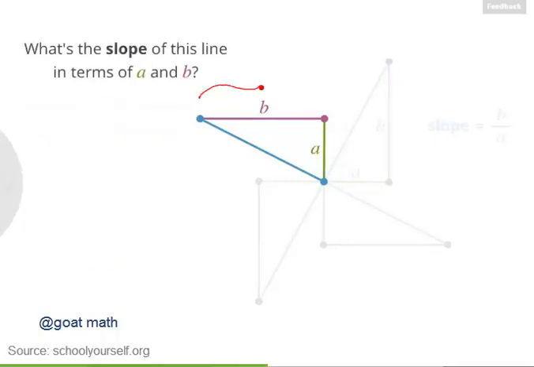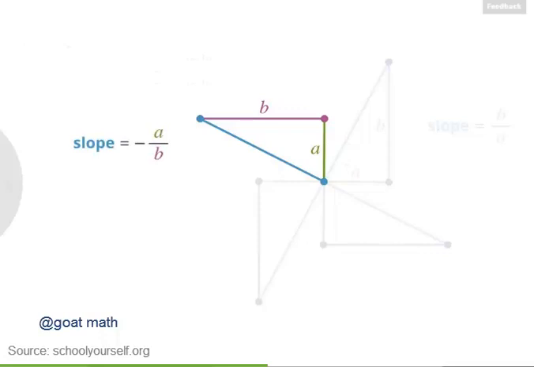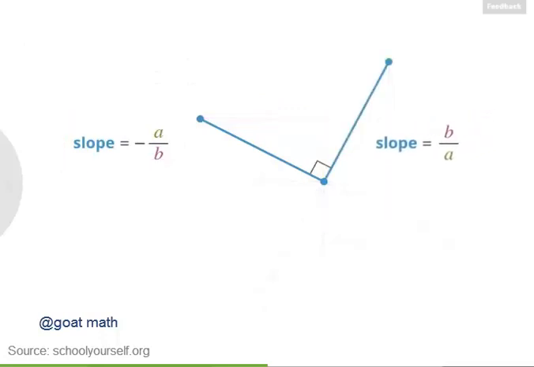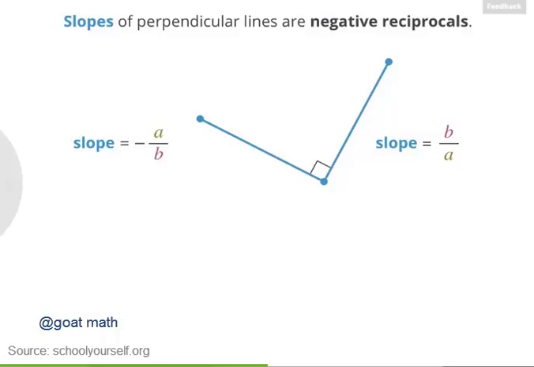Nicely done. The horizontal distance is positive b and the vertical distance is negative a. So the slope of this line is negative a over b. So it doesn't matter what number a equals or what b equals. Perpendicular lines always have slopes where one is negative, the other is positive, and the numerators and denominators are flipped. A fancier way to say this is that the slopes of perpendicular lines are negative reciprocals of each other.